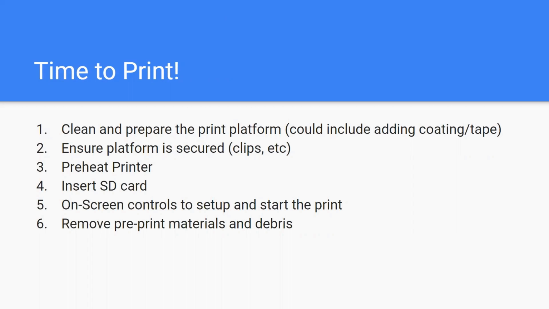Okay. So you've got your print loaded up now, and it is now time to print. So a couple things to do first. You need to clean and prepare the print platform. Now this could include coating and tape. So as we talked about earlier, for that first layer you're going to want to not have the fan on so that it adheres to the print platform.